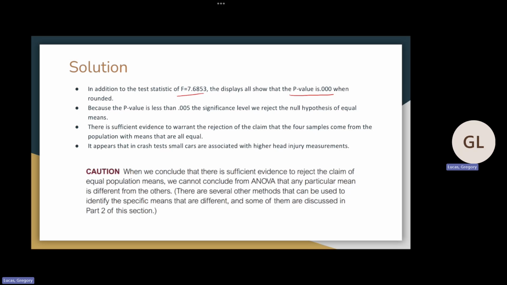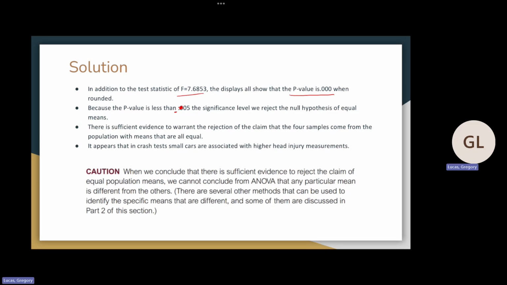When the p-value is less than 0.05, oops, we have an extra 0 in there. It's less than 0.05, even though this one is less than 0.005. When it's less than 0.05, the significance level, we reject the null hypothesis of equal means. So p-value is less than critical value. So we're going to reject the null. There is sufficient evidence to warrant the rejection of the claim that the 4 samples come from populations with means that are all equal.